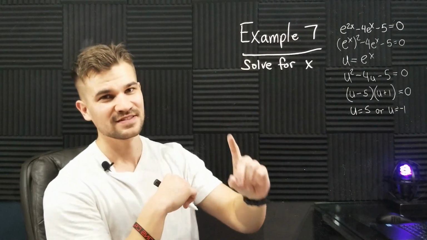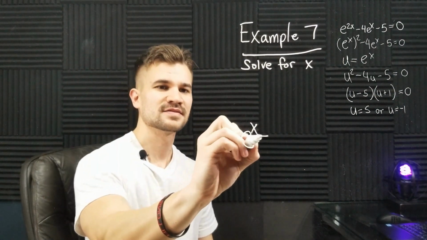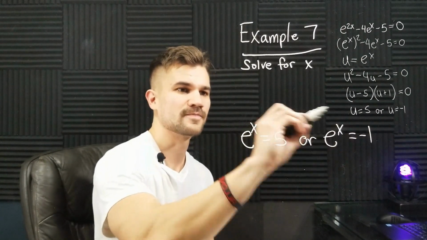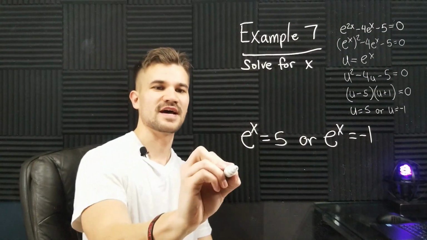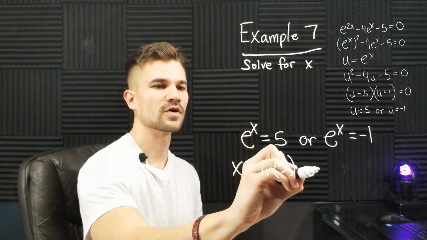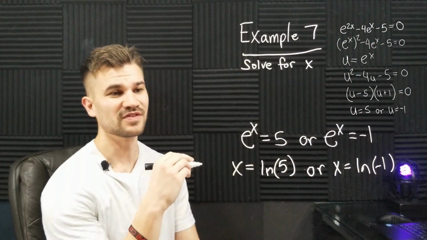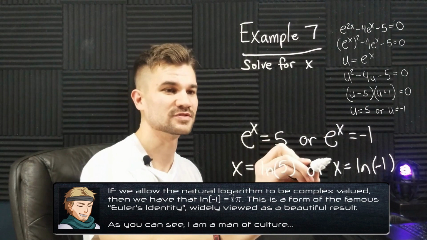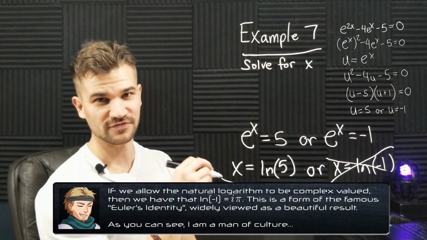Okay, we want x. And u is e to the x. So we know that e to the x is 5, or e to the x is -1. And how do we solve these? Well, we take the natural log of both sides. So we get that x is the natural log of 5, or x is the natural log of -1. But the domain of the natural log is positive numbers. So this is actually not a solution because it's undefined. So our only solution is x equals the natural log of 5.